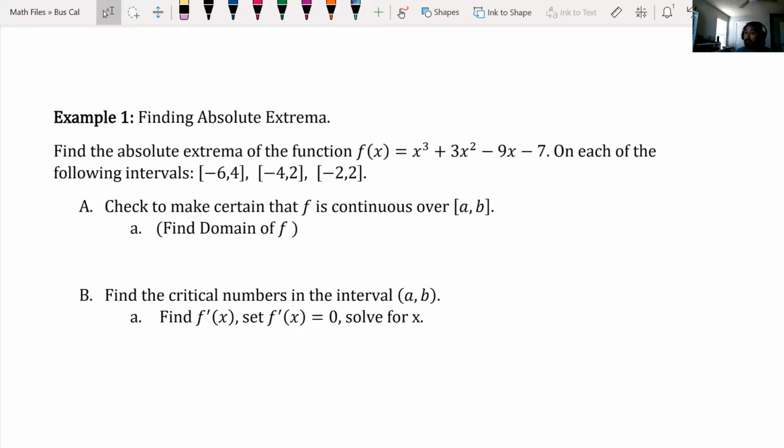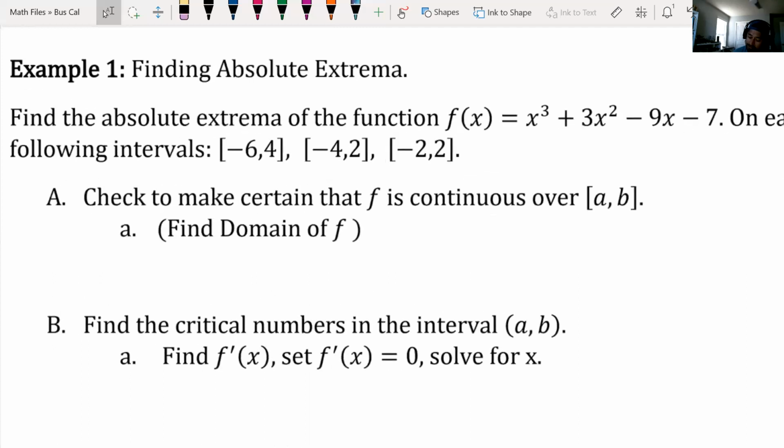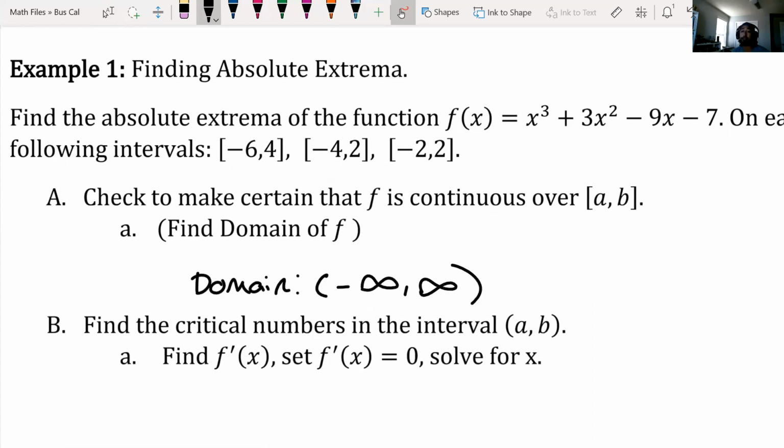So what is the domain of every polynomial? All real numbers. That's great. So for A, our domain is all real numbers. All right, that's always going to be given. Now B, find the critical numbers of the function. So we know how to do this. We take the derivative, we set it equal to 0, and we solve for x.